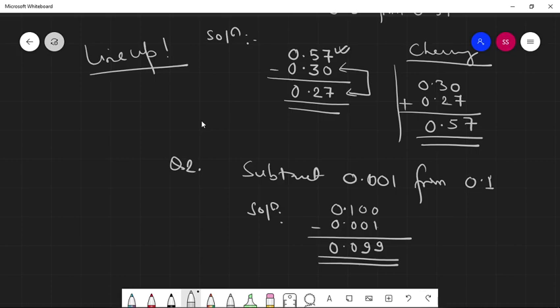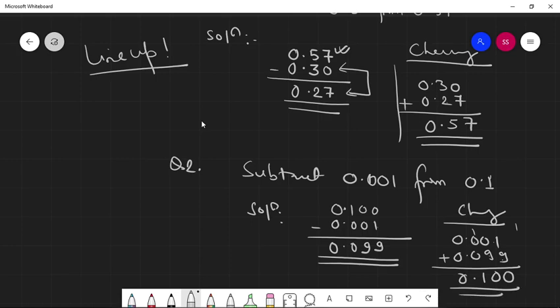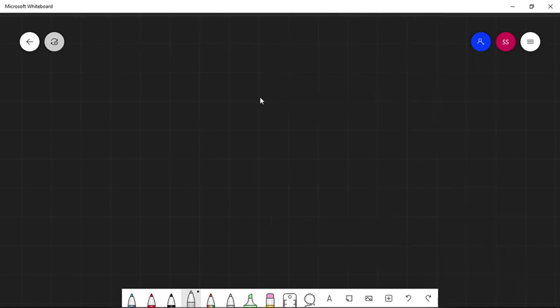Whether it's right or wrong, we can check. Yes, 0.001 plus 0.099. 9 plus 1 is 10, carry over 1. 9 plus 1 is 10, 0, carry over 1. 1 plus 0 is 1, 0. We obtain this result. So this is the correct answer.